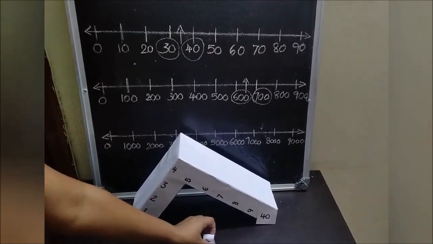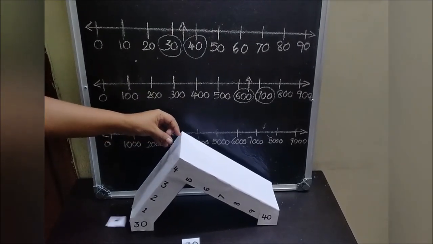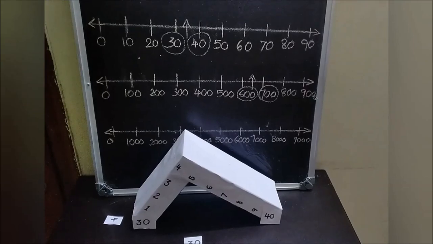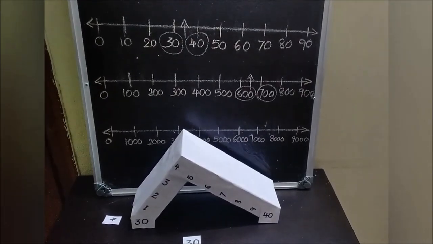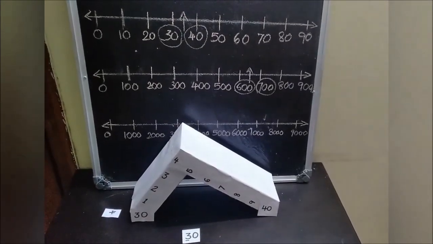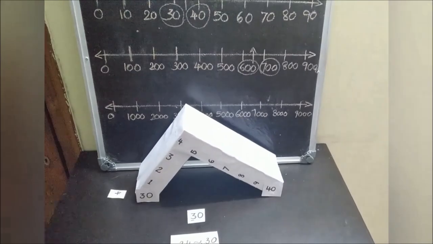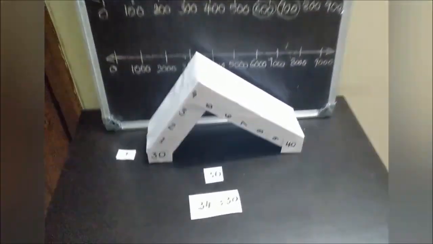Here I am taking this 4 and keeping it on the slide. It slides towards 30. That means 34 can be rounded off to 30 when we estimate it to the nearest tens. Here we rounded down 34 to 30. 34 is approximately equal to 30.